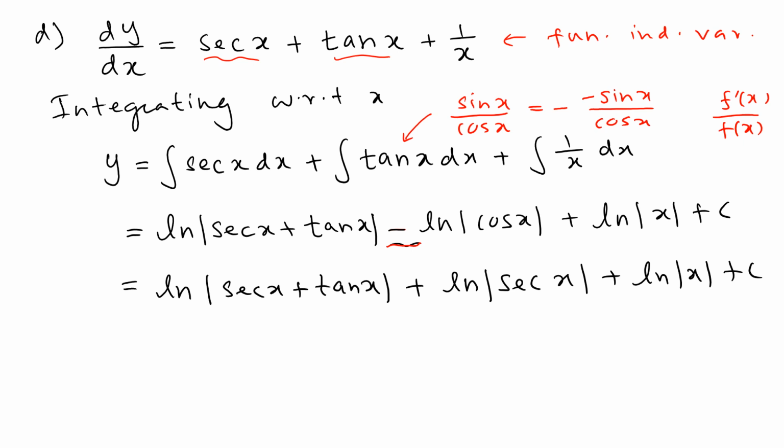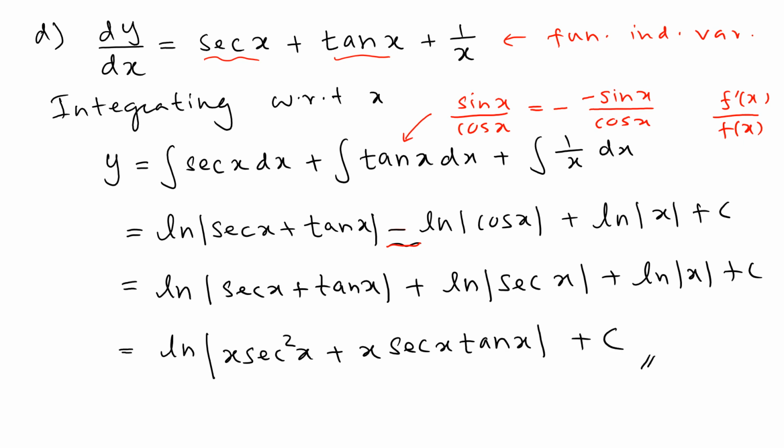And if you want, you can combine all of them into one. If you multiply everything, it is going to be x secant squared x plus x secant x tan x, plus c. You can write it like that. Yeah, so let's look at the next one.